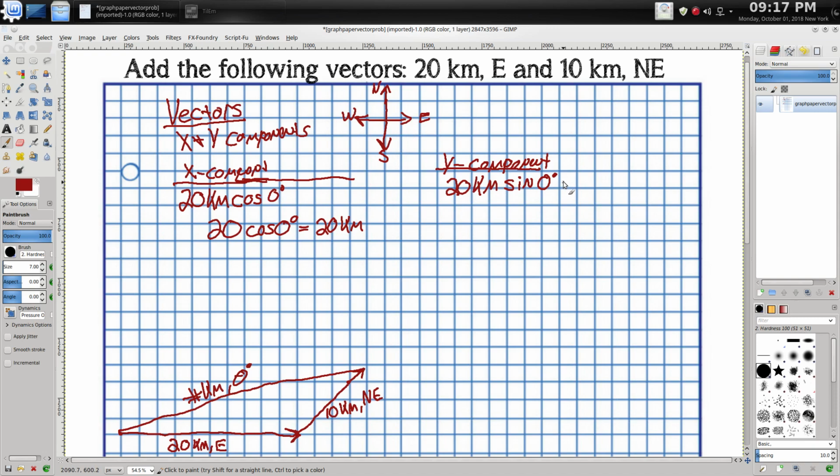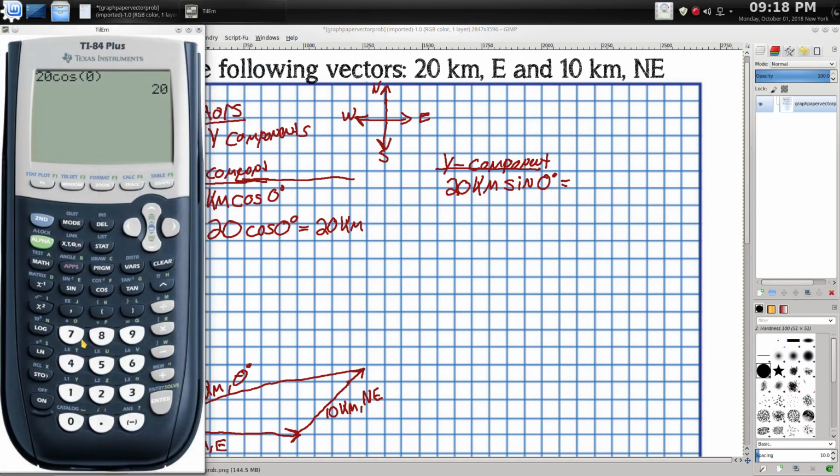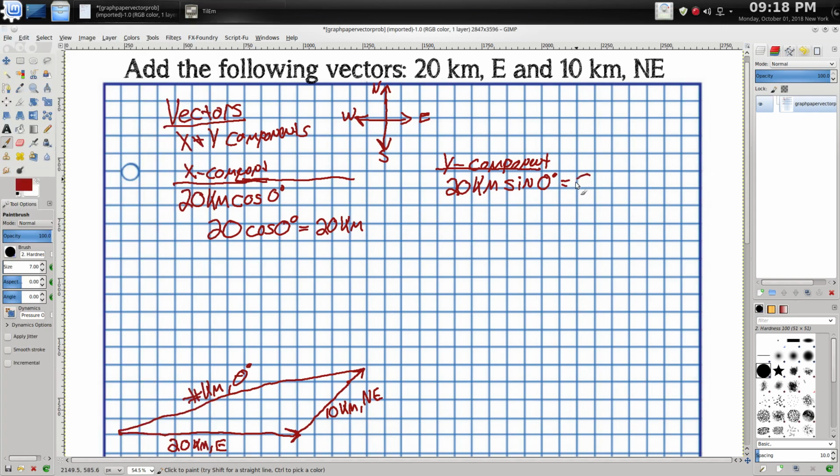All right, so now we're going to punch this in for a y component for the 20 kilometers. Now you're probably saying, but I'm going east. I'm not displacing myself vertically. Well, let's prove that with the math. Let's grab the calculator and punch that in. 20 sine 0. Enter. Now if you look, we get 0.